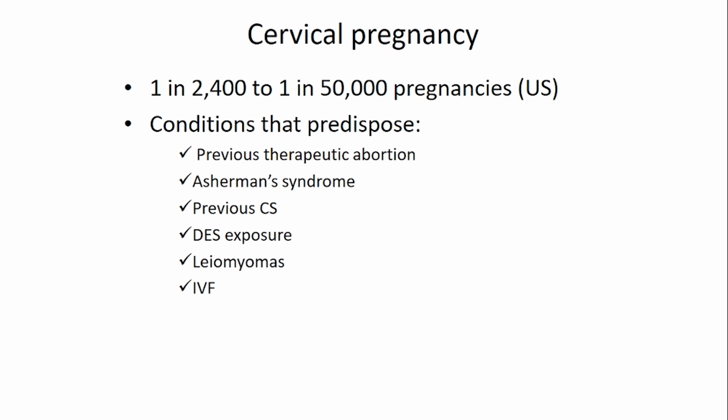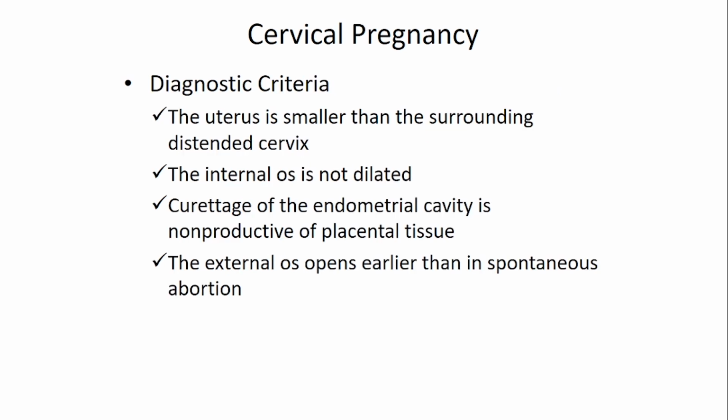Cervical pregnancy occurs in about 1 in 2,400 to 1 in 50,000 pregnancies. For cervical pregnancy, what are the risk factors, or what we call predisposing factors? They include previous therapeutic abortion, Asherman syndrome, previous uterine surgery, DES exposure, leiomyomas, and IVF, that is, patients who have undergone IVF procedures.